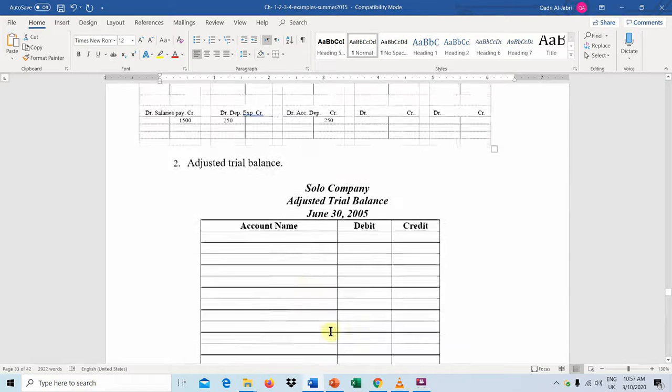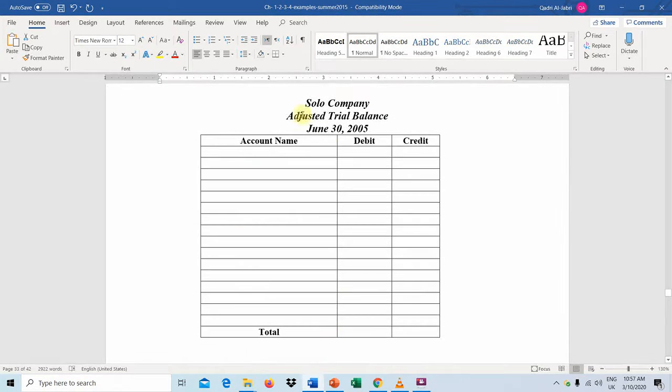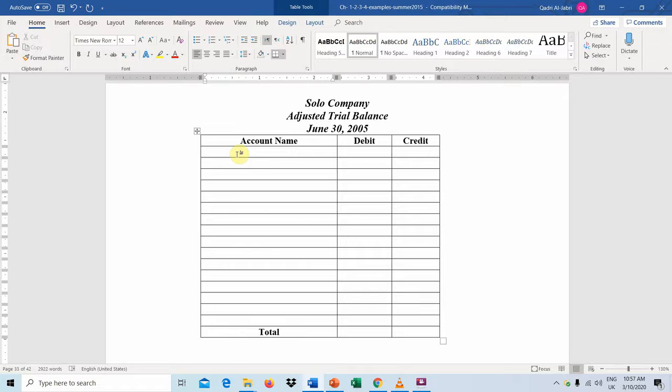Simply I will just add these to the adjusted trial balance. This trial balance shows the balances after posting the adjusting entries. The best format for the trial balance is just to start with assets, then that will be followed by the liabilities, then next step is to add capital, and finally you put revenues and expenses.